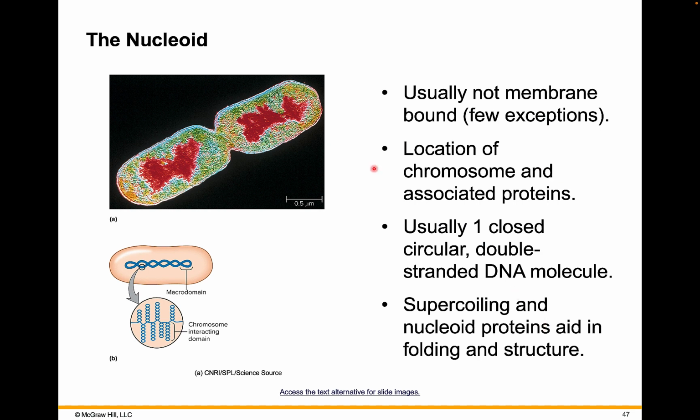The nucleoid is essentially not a specific structure, but a region, and usually it's not bound by a membrane. It's the location of the chromosome and the associated proteins. So essentially, this is the area where the DNA of the bacteria is present. And usually the bacterial DNA is one closed circular DNA, and sometimes there is supercoiling, and there are some nucleoid proteins which aid in folding this structure. Remember that in eukaryotes, you have histone proteins which form the nucleosomes.